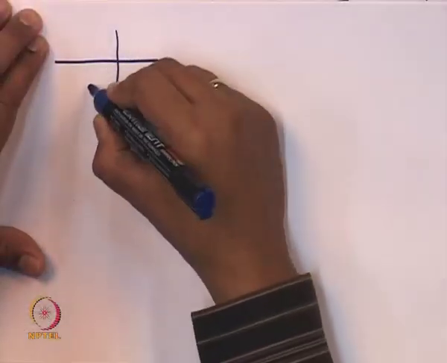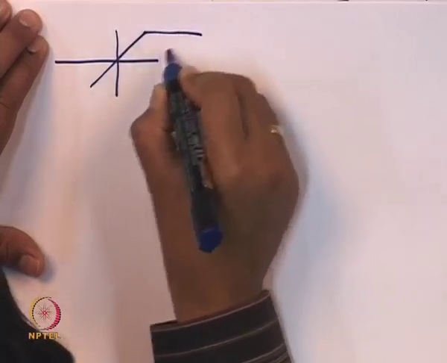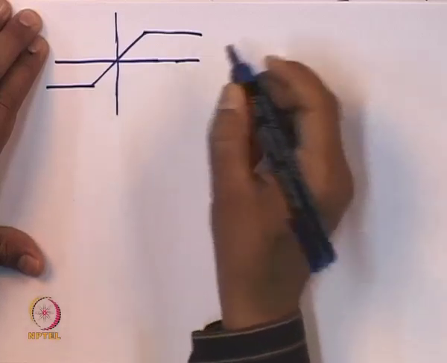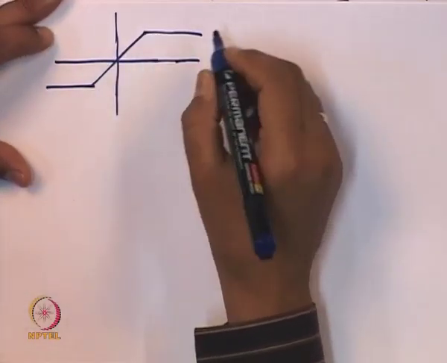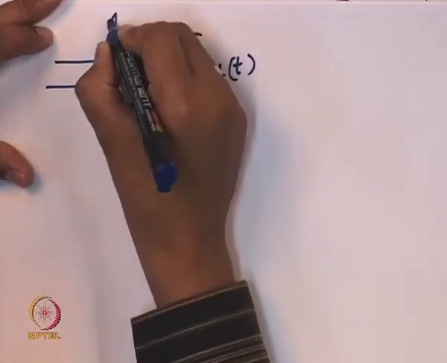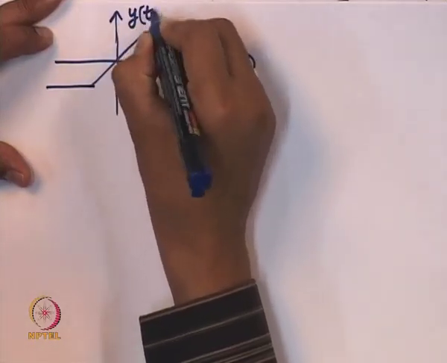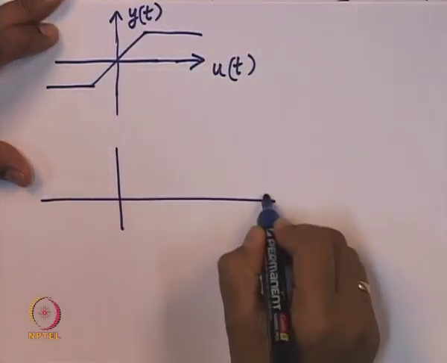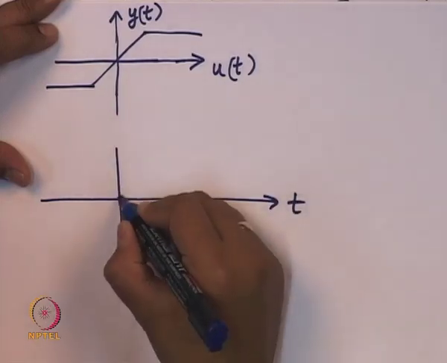So, the saturation nonlinearity. This is our input, and this is our saturation nonlinearity: at any time u, the output is like this. Now we are going to give some plot as a function of time.